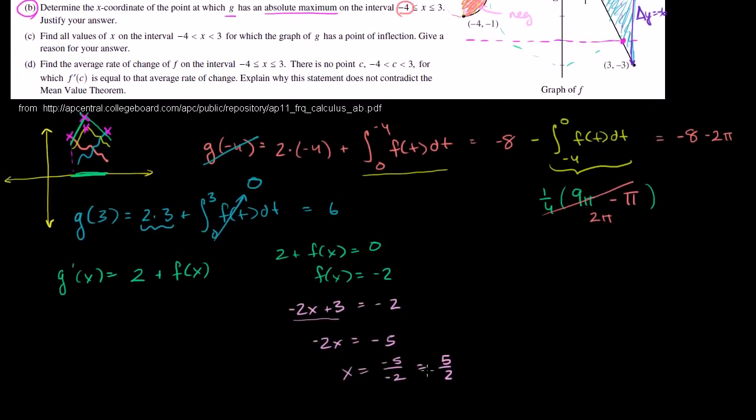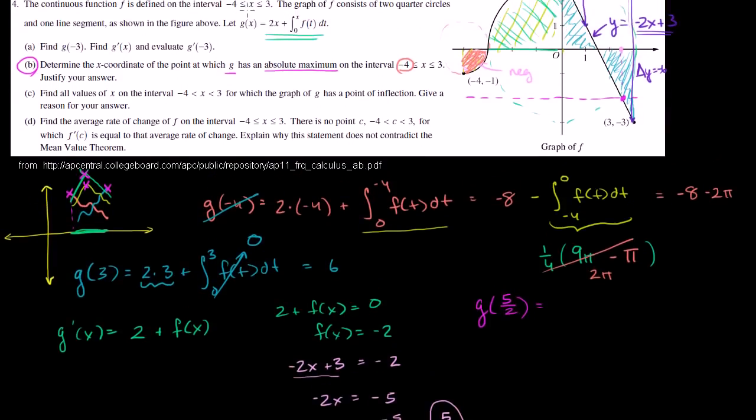Now, we don't know what this is. We don't know if this is an inflection point. Is this a maximum? Is this a minimum? So really, we just want to evaluate g at this point to see if it gets higher than when we evaluate g at 3. So let's evaluate g at 5 halves. So g at 5 halves is going to be equal to 2 times 5 halves plus the integral from 0 to 5 halves of f of t dt.